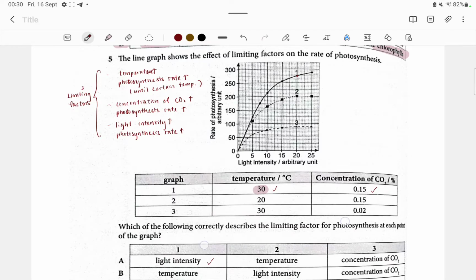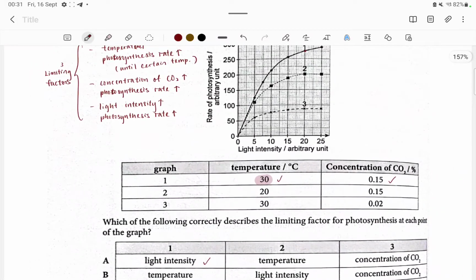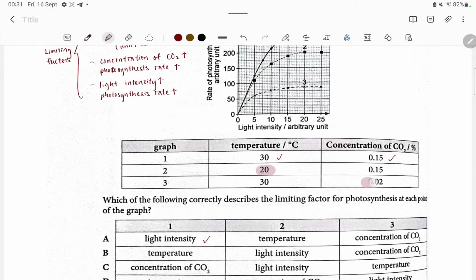Wait, let me see. Yeah. And then the second one. The temperature is actually lower than the other two for this one. And then this one is concentration of carbon dioxide. So temperature, concentration of the carbon dioxide. The answer should be A.